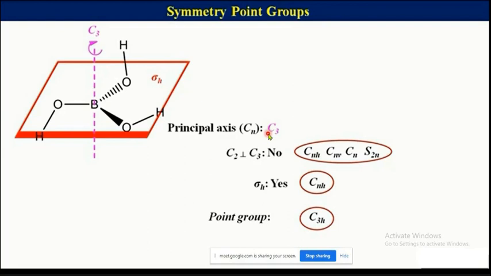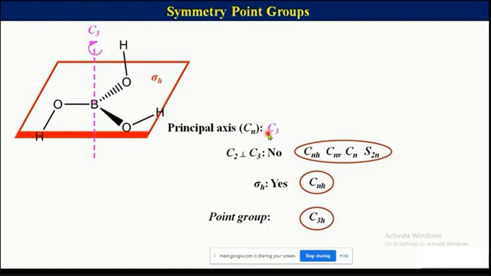Now what are the remaining probabilities? Either it belongs to the D family or it belongs to the C family. Now for D, you need to have C2 perpendicular to the principal axis. But first of all, there is no C2. So Dn has also been removed. Now what are the prominent point groups that can be present? It can be either Cnh, Cnv, S2n, or Cn.